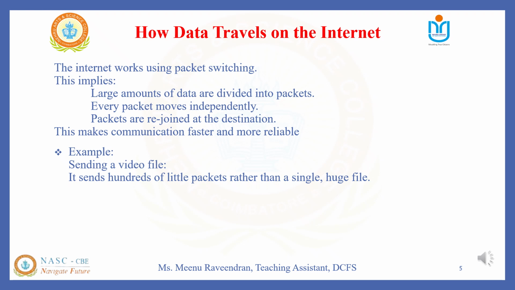Let us see how information moves across the internet. The internet uses a technology called packet switching. Instead of sending one large file, the data is divided into many small packets. Each packet travels independently and may even flow through different routes. When all packets reach the destination, they are reassembled into the original file. This method increases speed, improves reliability, and ensures efficient use of network resources.